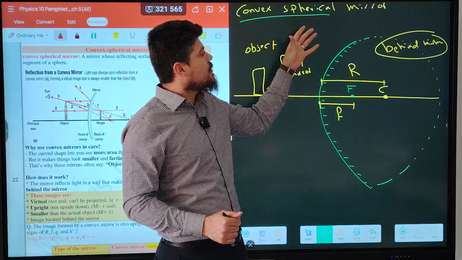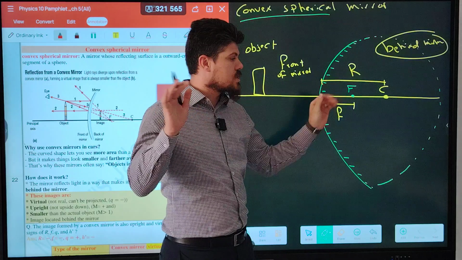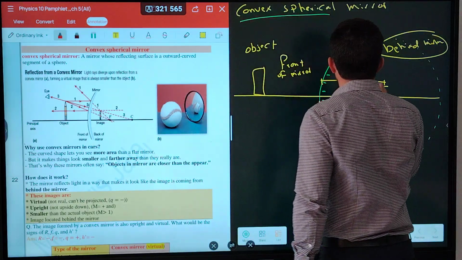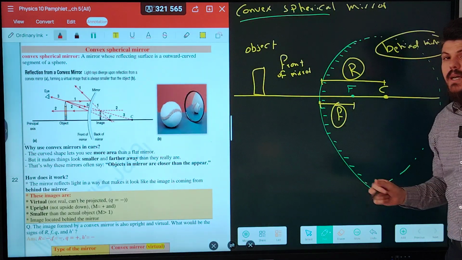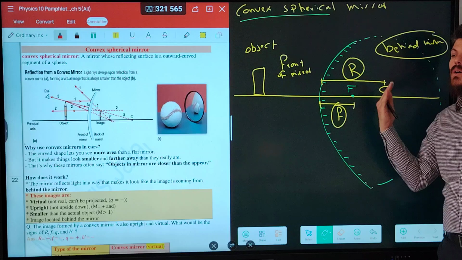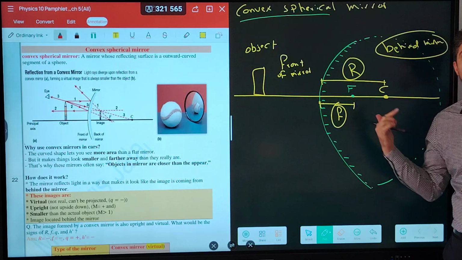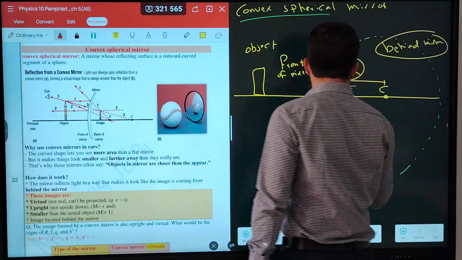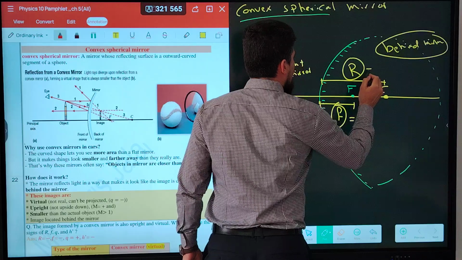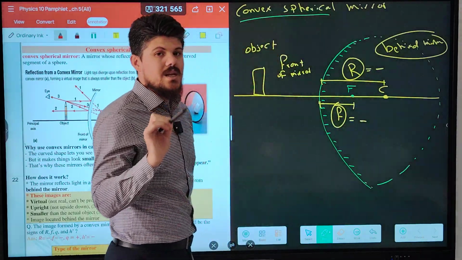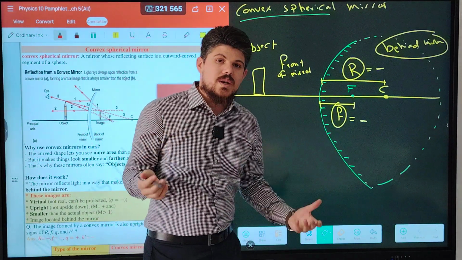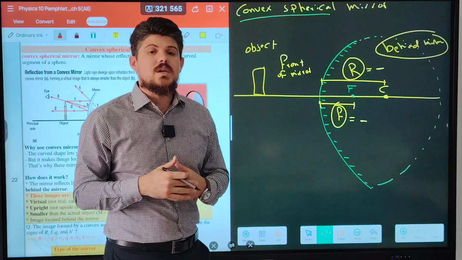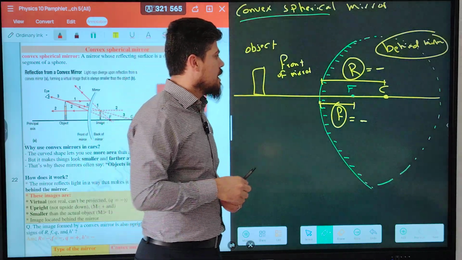Guys, look, in a convex spherical mirror, pay close attention please. Both the radius of curvature and the focal length are located behind the mirror, out here behind the mirror. That is why both of them are considered to be negative. Our radius of curvature is negative, and the focal length is also negative. Why? Because they are located behind the mirror.